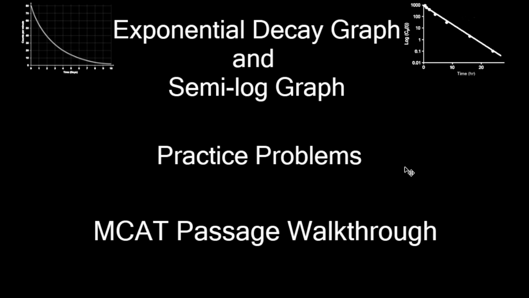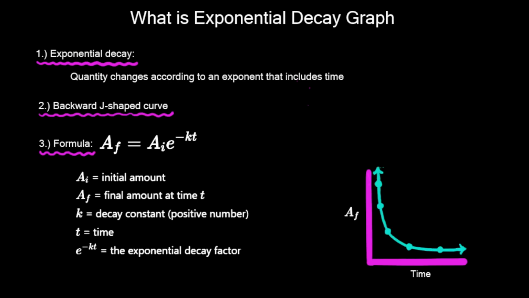Let's dive in. On this slide, we're going to define exponential decay graphs. When you hear the word exponential, what comes to your mind? Exponential or exponent are closely related. Exponential means that the quantity of something changes according to an exponent. Specifically, it involves an expression of the form e raised to a variable, in this case, time. This is why it is called an exponential function. The graph of an exponential function typically takes on a backward J-shaped curve.